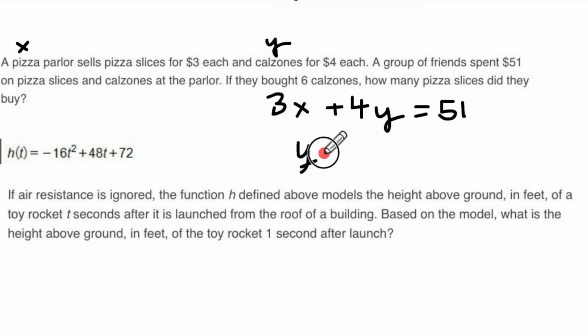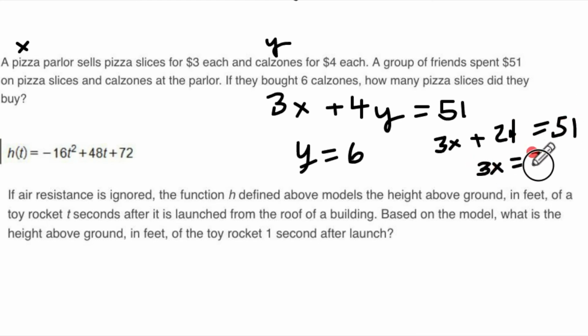So y equals 6. They tell you that, and you have to figure out how many pieces of pizza. So you're just going to put that in for y. So you're going to have 3x plus 24 equals 51, and you're going to get 3x equals 27, and you're going to divide by 3, and your answer to this one is 9. Okay, next problem is hard.